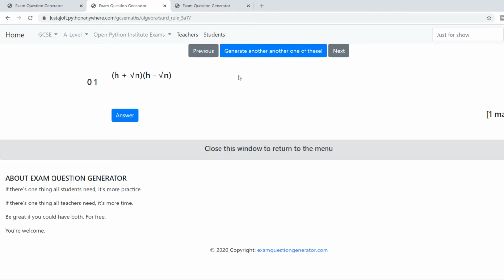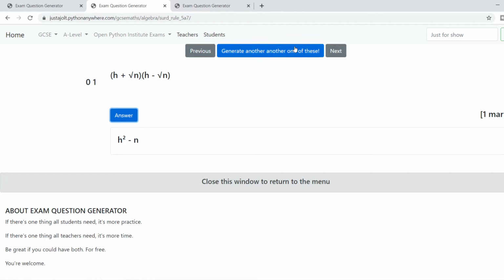And we can do the same with this as well. So I know that the answer to this, because it follows the same pattern, is going to be h squared minus n, and indeed h squared minus n. So they are two square rules we've been through today. And the two square rules, just to recap, let's get the board out again there.